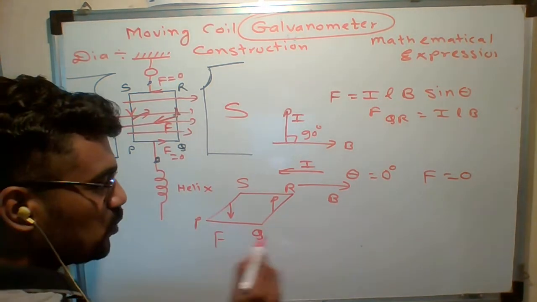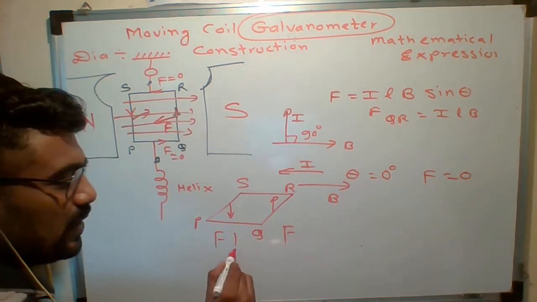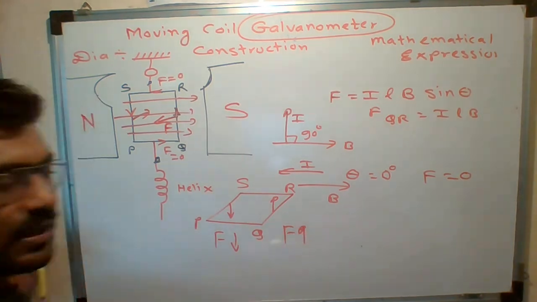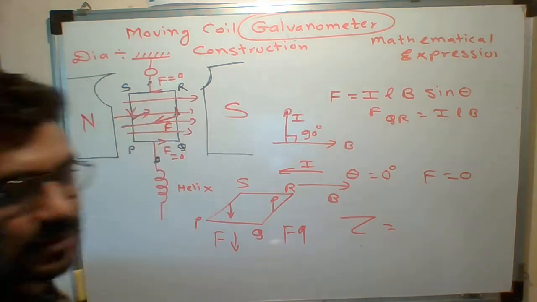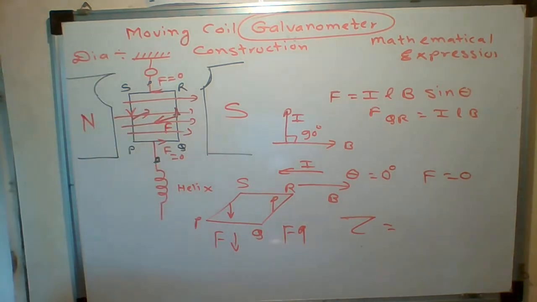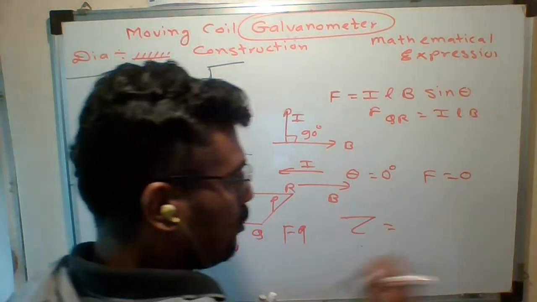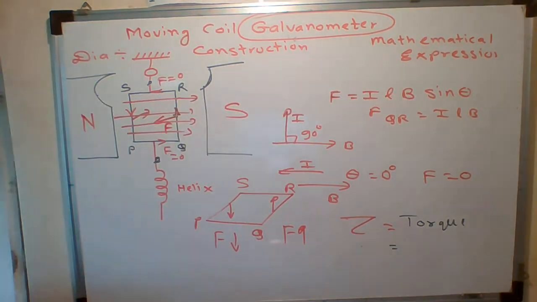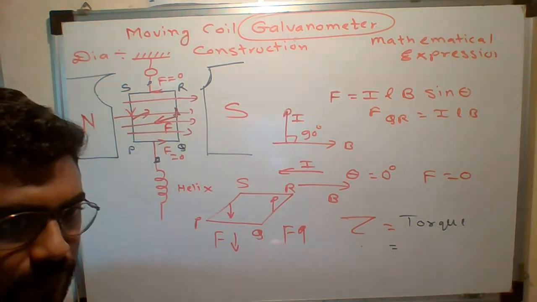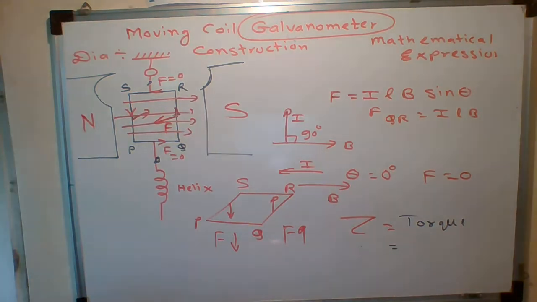So you observe that two forces are acting, one in the downward direction and one in the upward direction. Then some torque will be produced. Now the concept of torque will come. The symbol is tau. The torque will be produced. I will tell you which topics are deleted or not. Let me complete the moving coil galvanometer first.